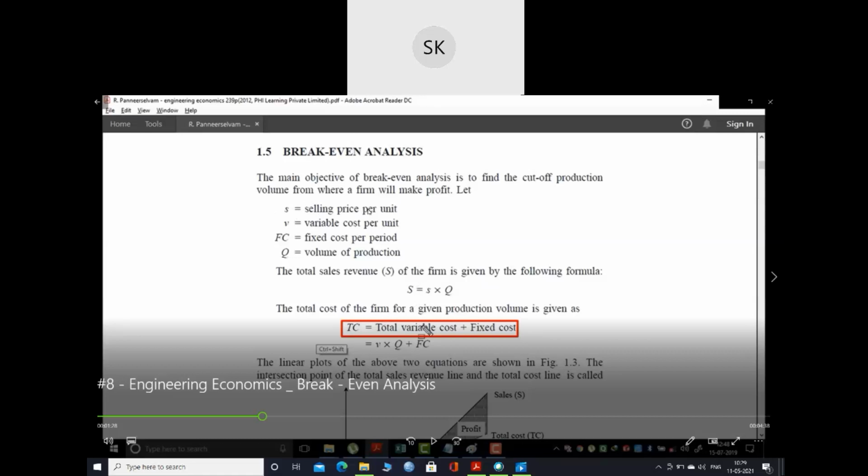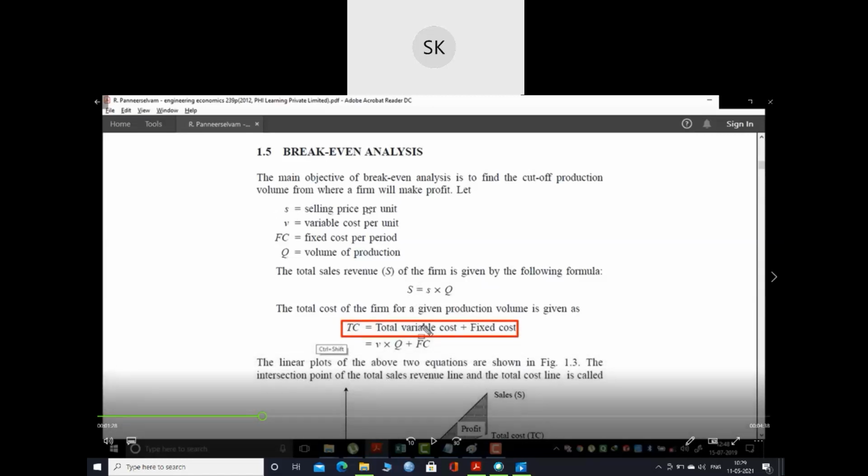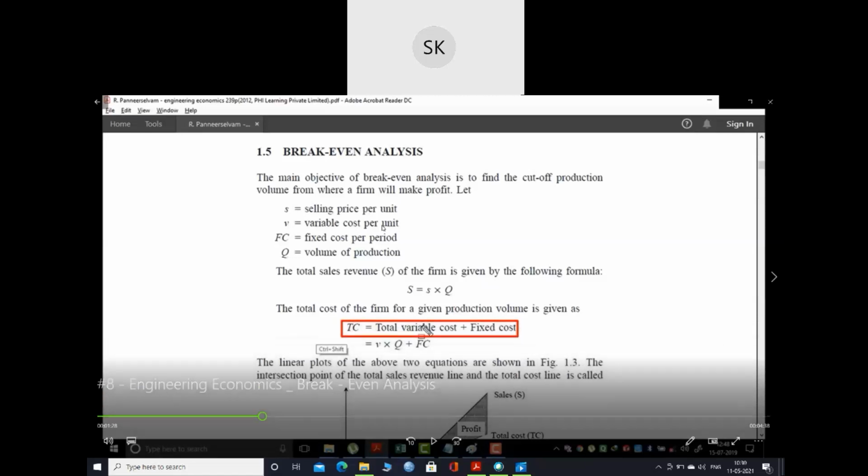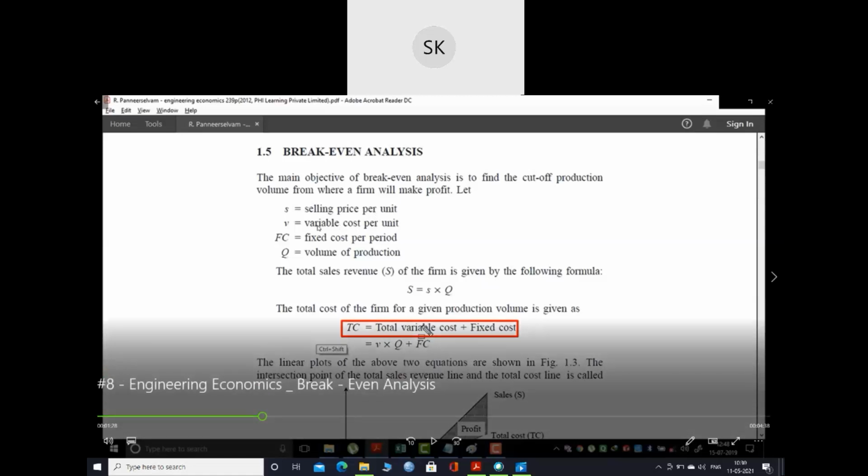Your small s is your selling price per unit. Suppose you are producing 20 pens. So s is the price of one unit, the price of one pen. Okay, and V is the variable cost per unit. There will be some variable charges like transportation, rent, and this V is the variable cost per unit. That's why these are costs per unit, and they are represented by small letters.